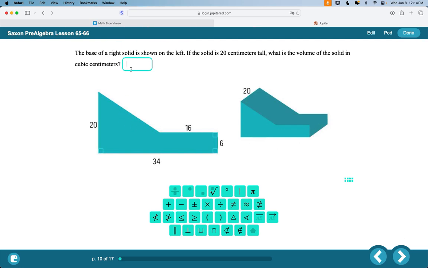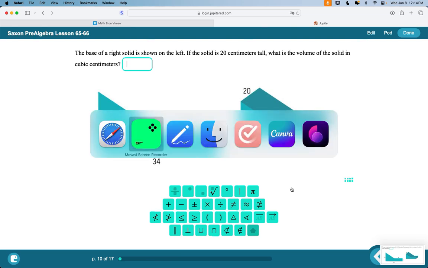Okay, so you've got the base of a right solid. This is the base, which is this shape right here, and it's also the back of this shape right here. We need to find the volume. So how do we find volume? Do you remember? All right, so let me take this across and we will do this in our drawing program.